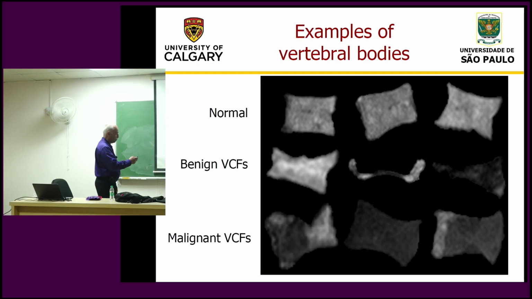So normal, except for rotation and small imperfections. These are hand segmented. Benign VCFs, that is clearly out of shape compared to that. And this has some loss of signal, as I call it. Loss of signal means the intensity is low, T1. Malignant, darker, and some nodularity.